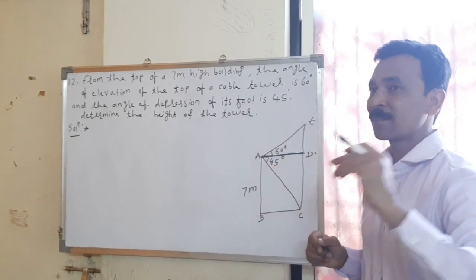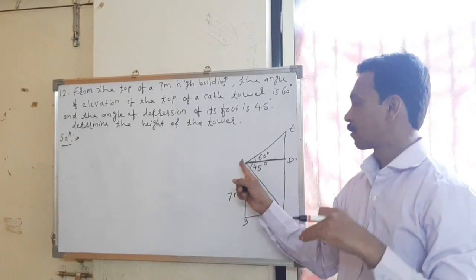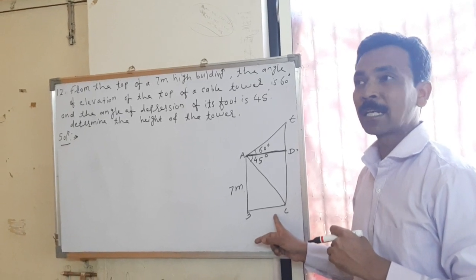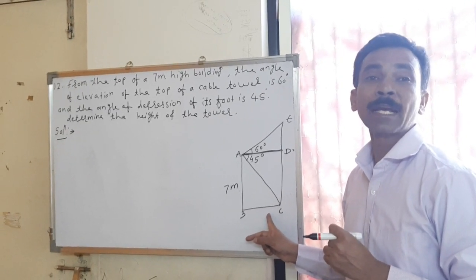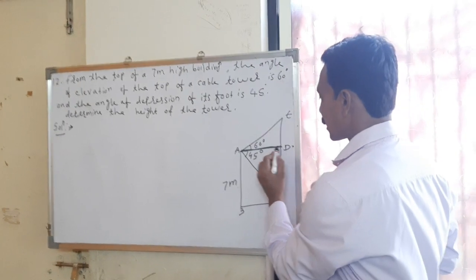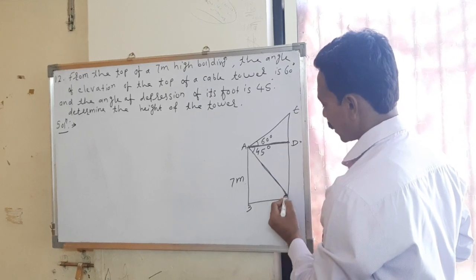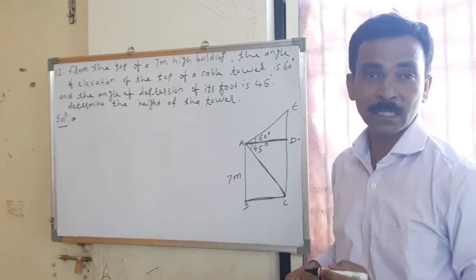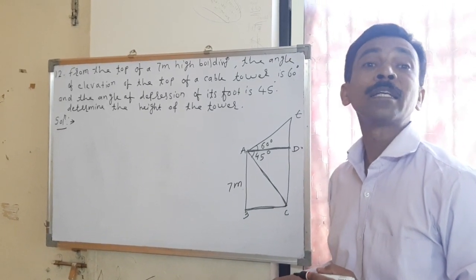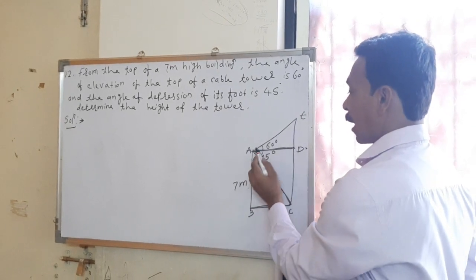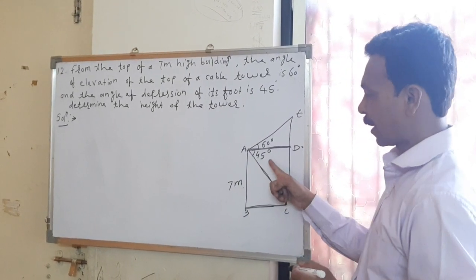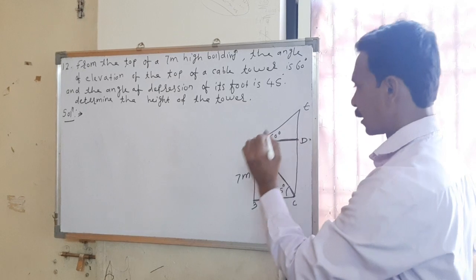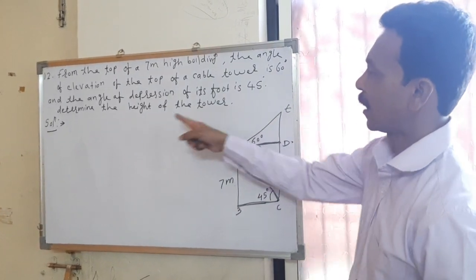Angle of depression means, we have seen, when we look from the top to the bottom, that is called angle of depression. And keep in mind, angle of depression is equal to angle of elevation. See the symbol. Is it looking like Z? It means these are alternate interior angles, and alternate interior angles are equal. So angle DAC is equal to 45 degree. Therefore angle ACB will also be 45 degree, right? We have to find the height of the tower.